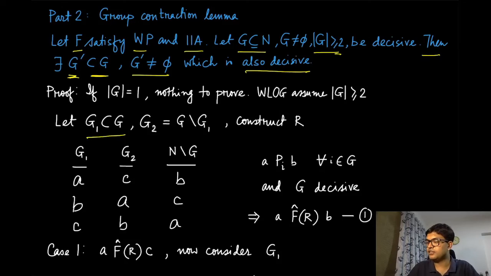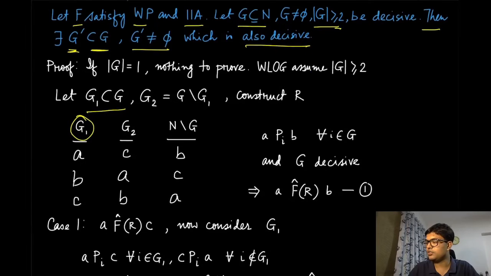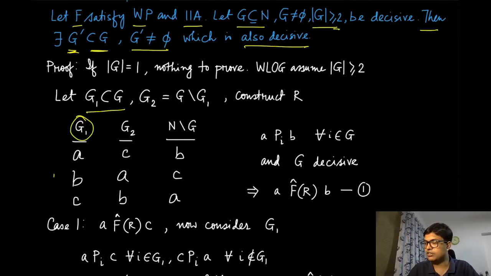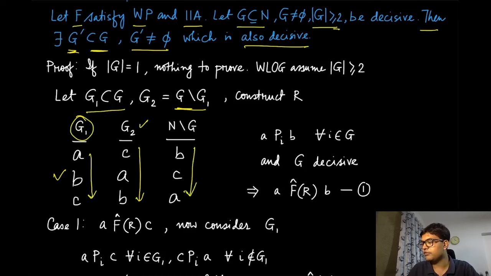So let us look at this group G1. Remember that in order to do this construction, we need at least 3 alternatives, and this is where the condition of at least 3 or more alternatives of Arrow's impossibility will be useful. So in G1 you have this ordering of A over B over C. For G2, which is the remaining group, G minus G1, you have this ordering of C over A over B. And for all the other agents, which are outside the decisive group, the preferences are B over C over A.